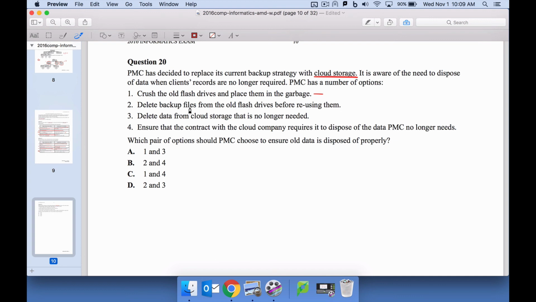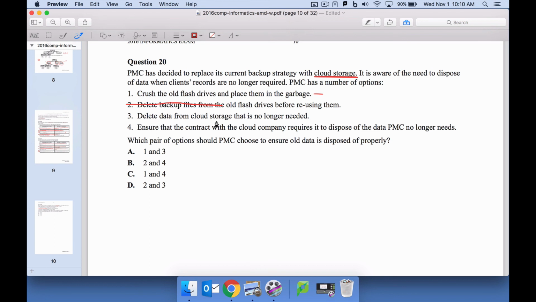Delete backup files from old flash drives before reusing them? No. There's a possibility that you could restore those files using special software, or there are other techniques, without properly formatting the flash drive using zeros or writing zeros to them, or using a wiping utility. Then that data could potentially be restored from those flash drives.